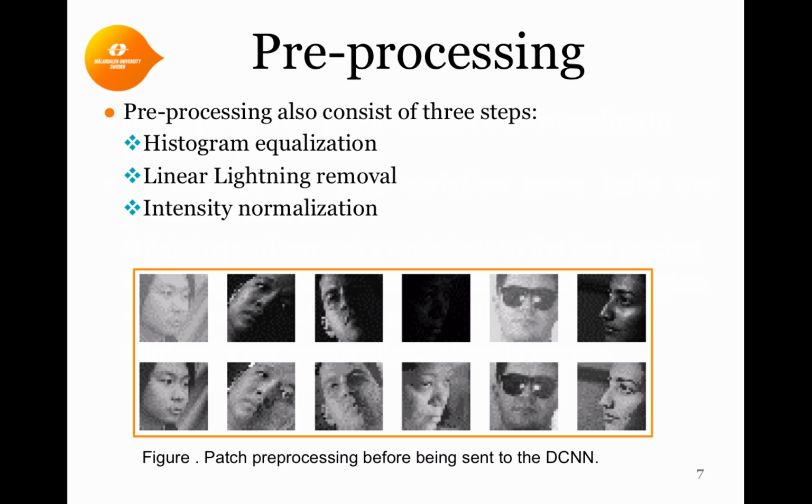The pre-processing also consists of three steps: histogram equalization, linear lighting removal, and intensity normalization. Here are some samples of pre-processing before being sent to the DCNN. Here the top row is before pre-processing and the bottom row is after pre-processing.